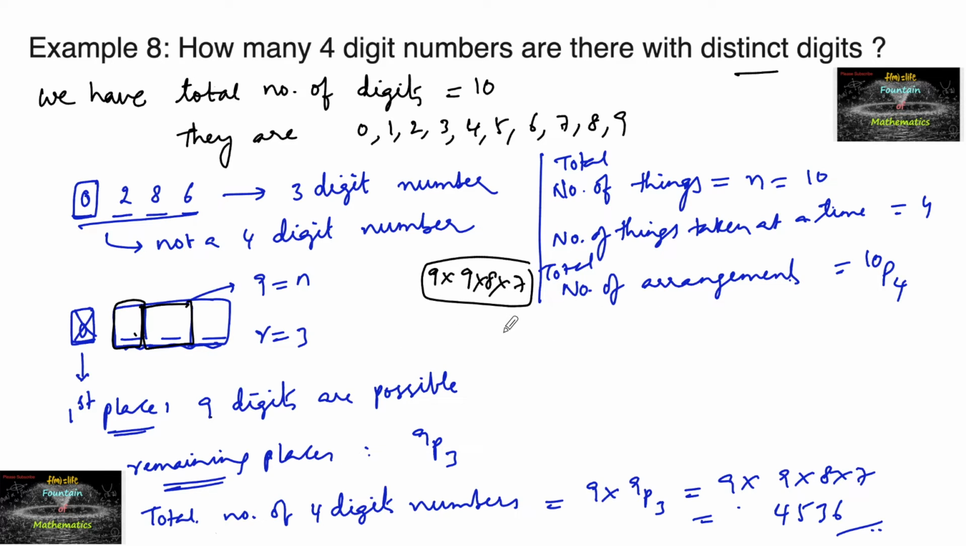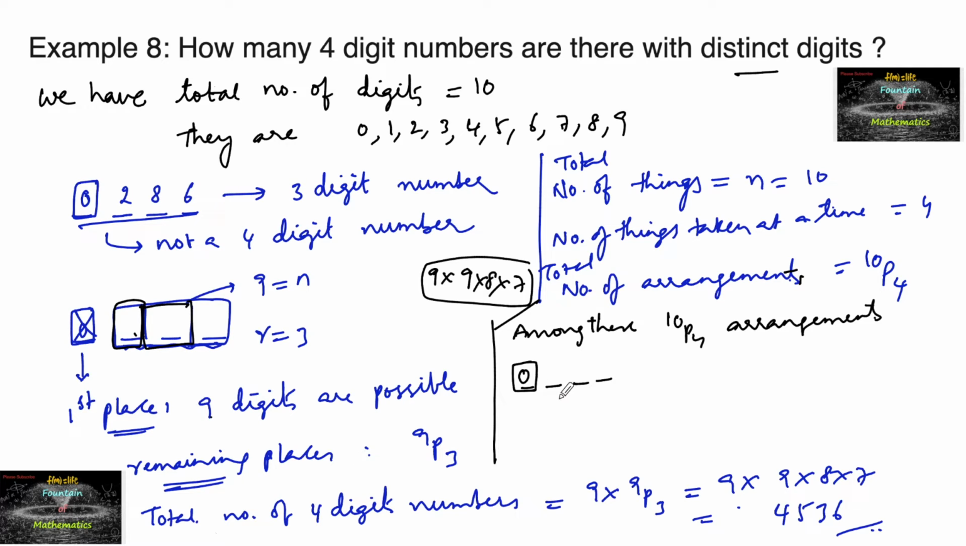Or in another way, by using this 10P4 concept, since we know the total number of arrangements without repetition, meaning 4-digit numbers, we get 10P4. Among these 10P4 arrangements, there are some arrangements which start with 0. So we should exclude them, we should remove them. To remove such arrangements, we need to count how many such arrangements there are, meaning arrangements which start with 0.